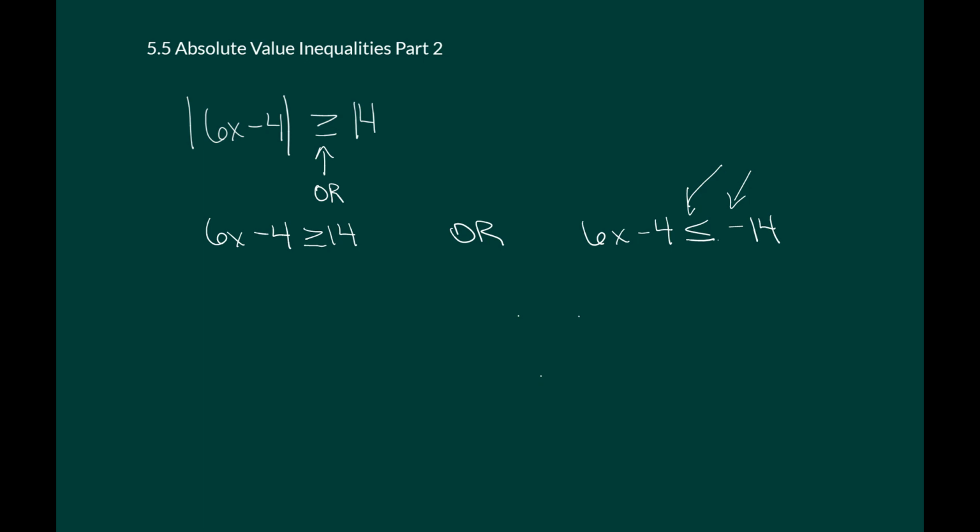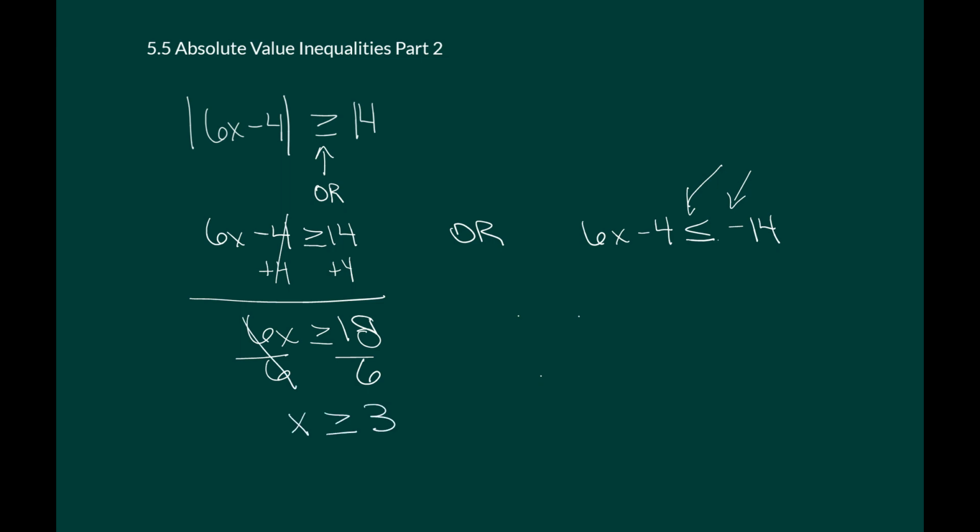All right, so now I'm just going to solve them like regular inequalities. So I'm going to add 4 to both sides to get the x by itself. I also need to, I'm sorry, that kind of messed up. I also need to divide by 6. So I get x is greater than or equal to 3.